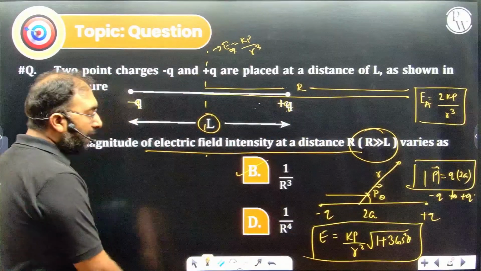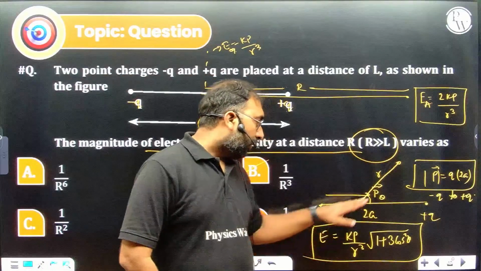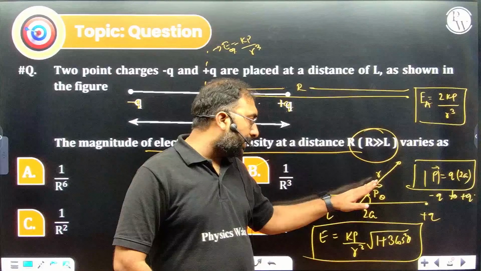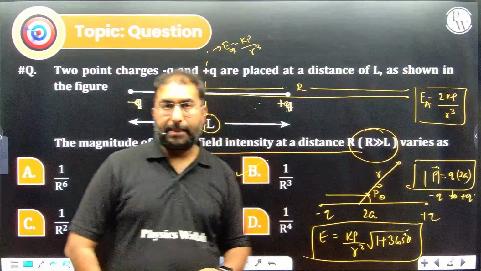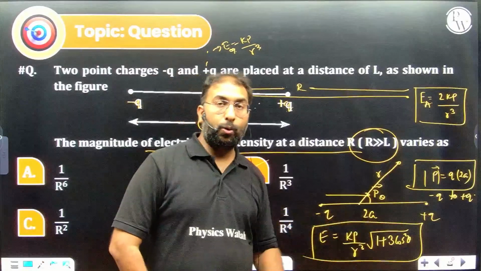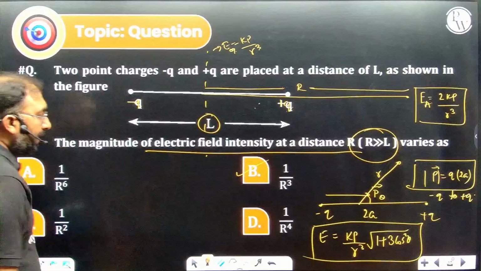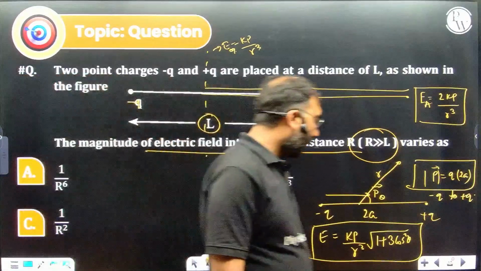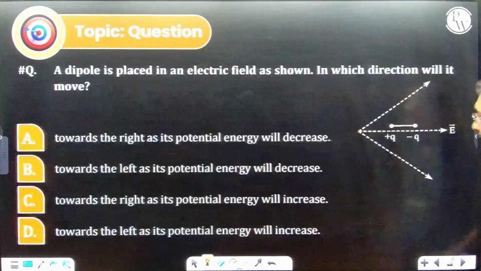Electric field at a general point, you have to remember this formula. The electric field at a general point at angle theta, with distance r from the center, will be written as kp by r cube into the square root of 1 plus 3 cos square theta. So you can remember that expression. And the answer to this problem is option B, B for Bombay.